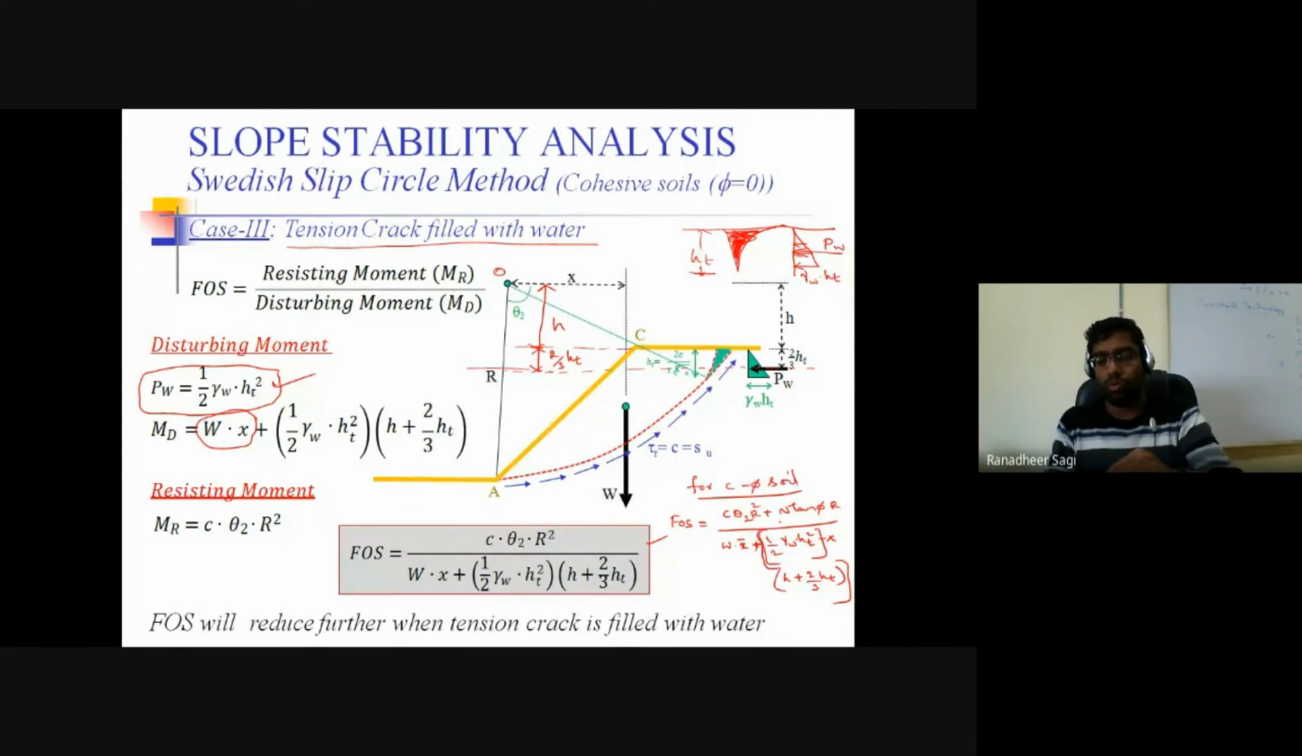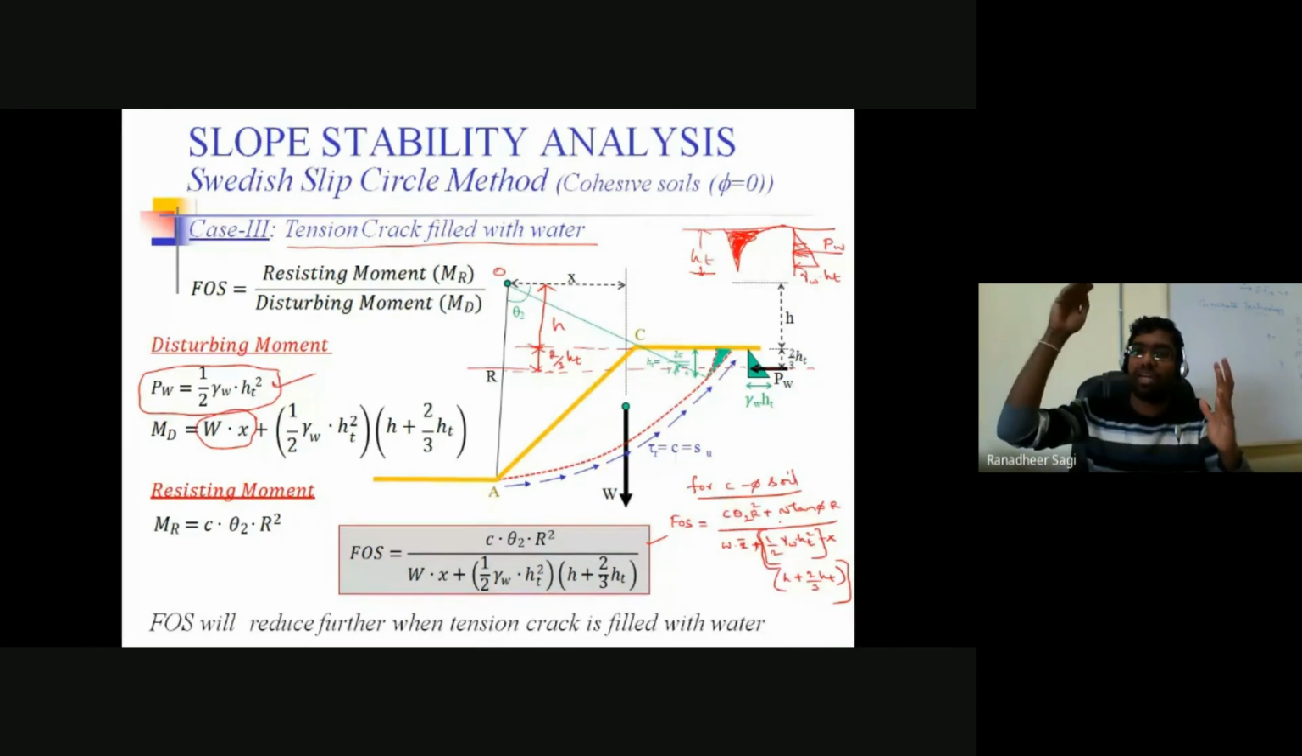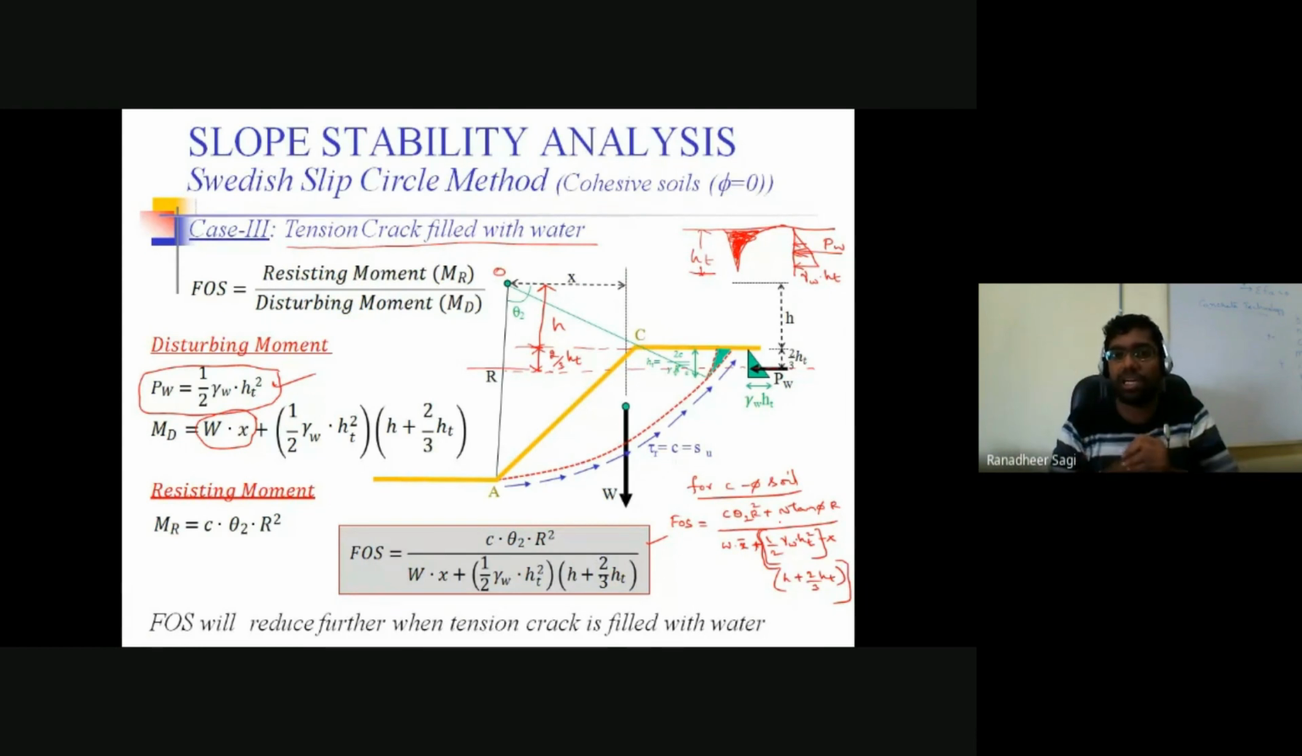Okay, so what we have understood is three different cases. When there is no tension crack, the failure surface was getting developed till the ground. As the failure surface was assumed to be developed till the ground, the amount of resistance along that failure surface was also relatively high, so the factor of safety was relatively higher. When there is a tension crack, the length of the failure surface decreases, so the resistance along that decreased failure surface also decreases, and obviously the factor of safety decreases.